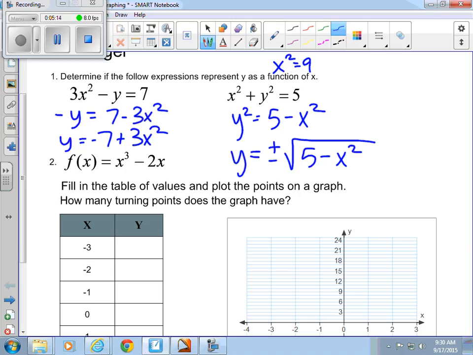Squared is 9. And negative 3 squared is 9. So when we solve that, we always plus or minus the square root of it. So anytime you take a square root when you're solving an equation, you put plus or minus.